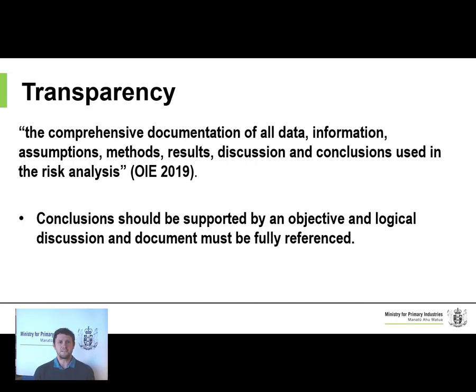So we talk about transparency, and I'll flick over to a website in a few moments, but there are three particular terms that we need to understand. First one being transparency. This is a comprehensive documentation of all data, information, assumptions, methods, results, discussion and conclusions used in the risk analysis. And I've noted there that conclusions should be supported by an objective and logical discussion, and documents must be fully referenced.